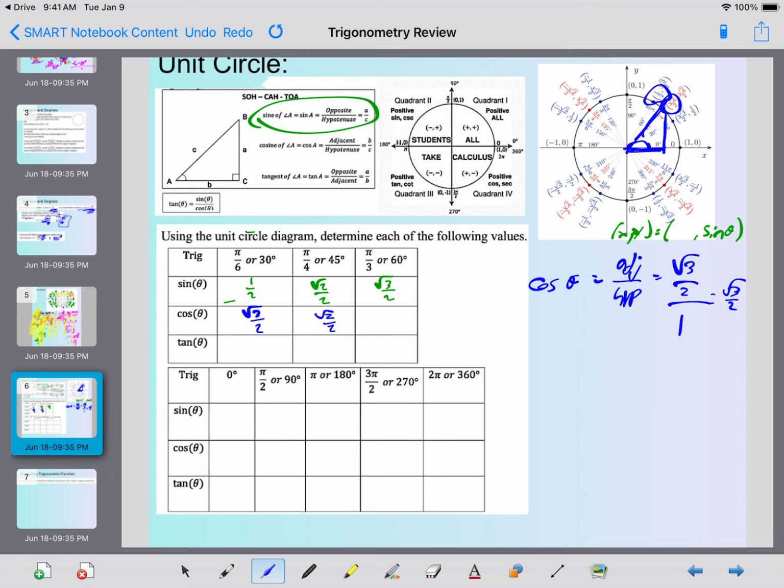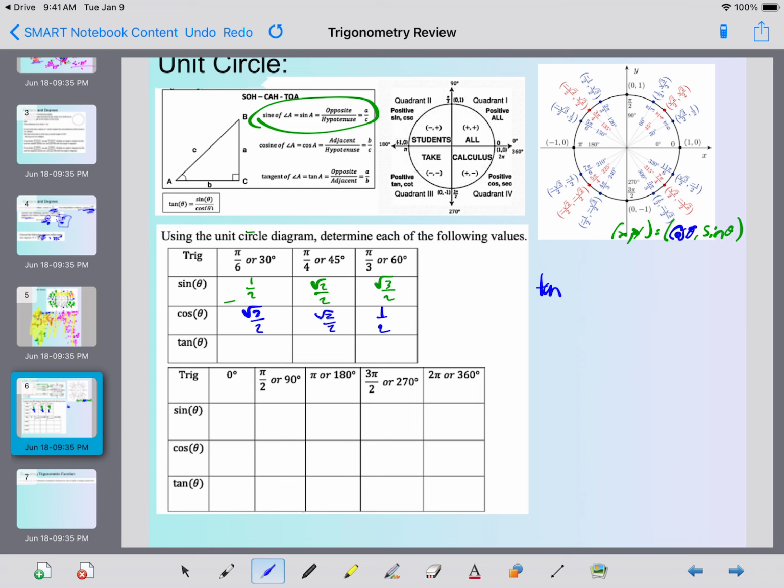And same thing for 60 degrees. Wouldn't it be 1/2 over 1, which is just 1/2? So cosine must be your x value. So now we see how the unit circle is so useful, right? Now we could evaluate sine. We could evaluate cosine. And something else, right? Tangent. Tangent's going to be a little bit more work.